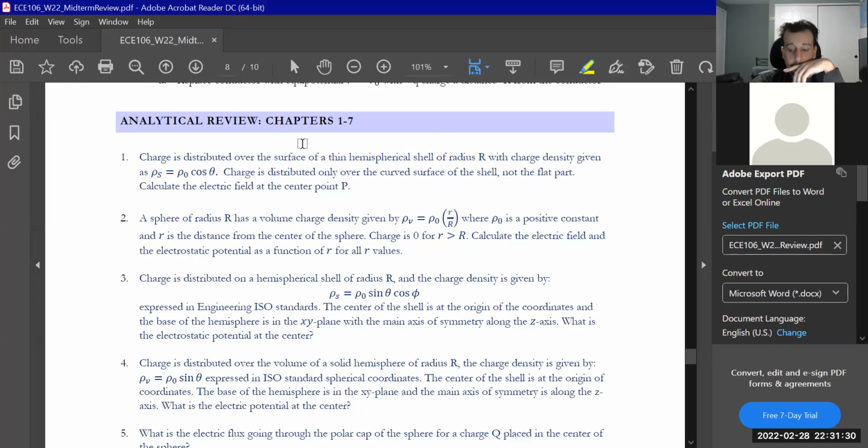Oh wait, hemispherical is half a circle, right? So no. So if you want to find, it says here, calculate the electric field, okay? So you find it from the non-Gauss approach that I was talking to you earlier, the dE equals K dQ over R squared. You solve that, okay?